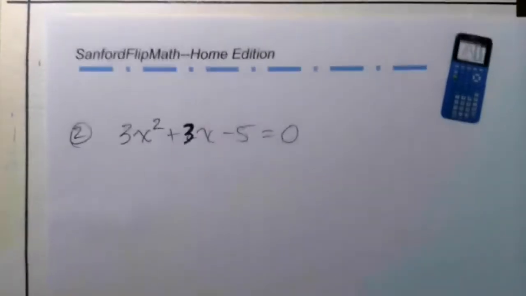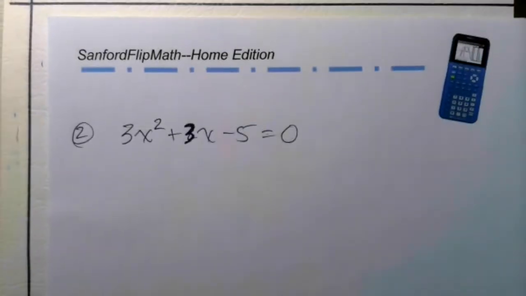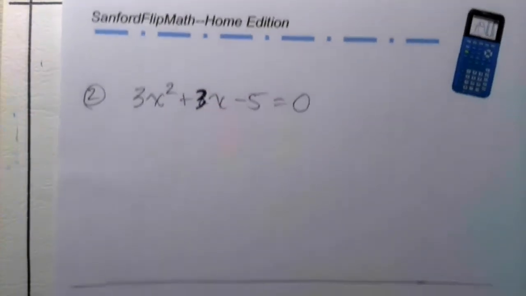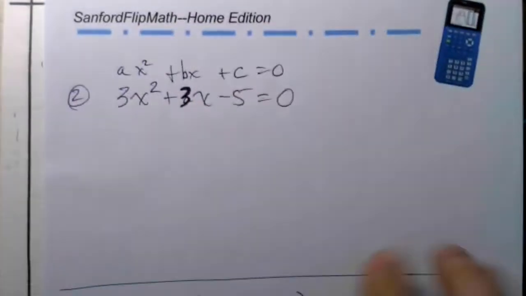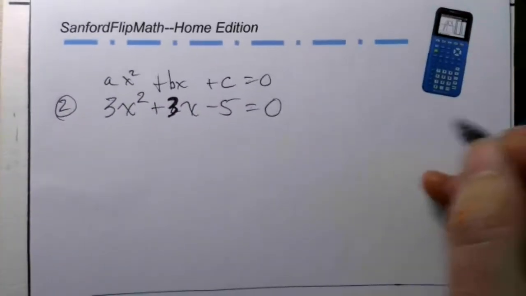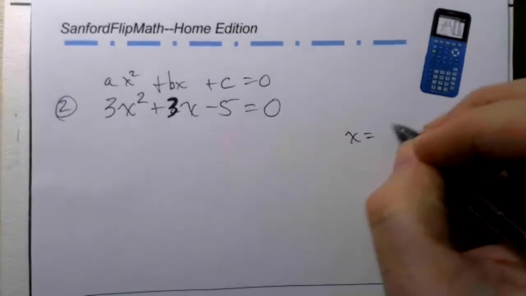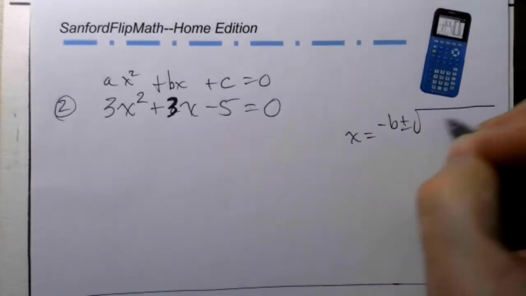We're going to do two more examples, and these will be less cute. They're going to be kind of ugly. So I'm just going to warn you right up front. Okay, again, this is ax squared plus bx plus c equals 0. That is standard form for a quadratic. It must be in standard form to use the quadratic formula.